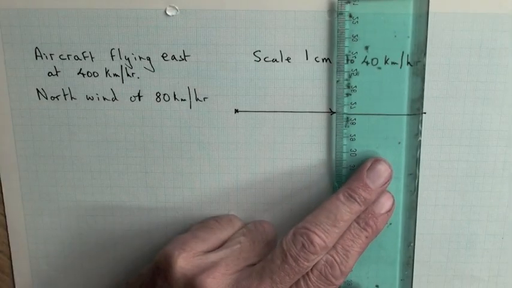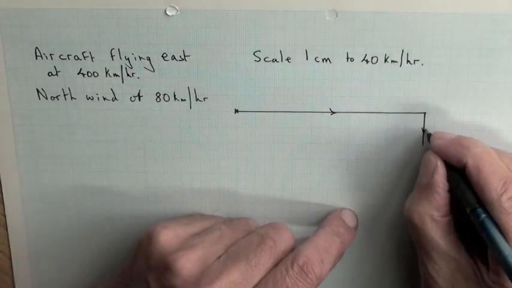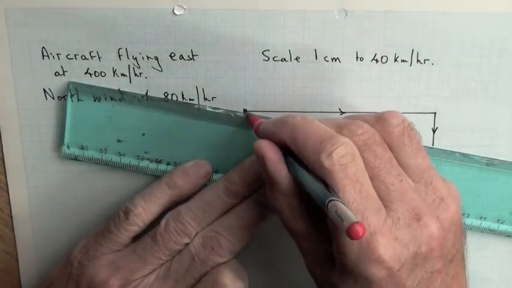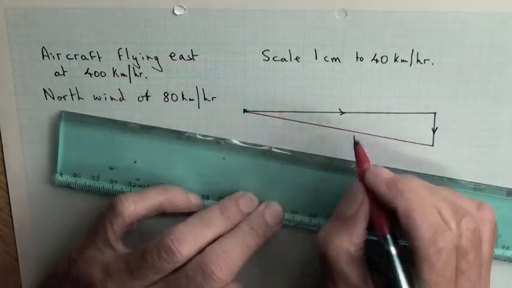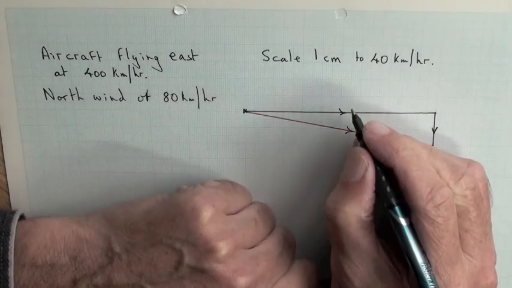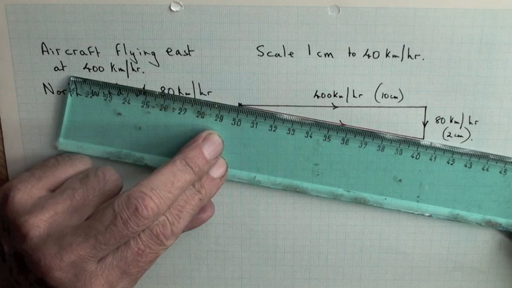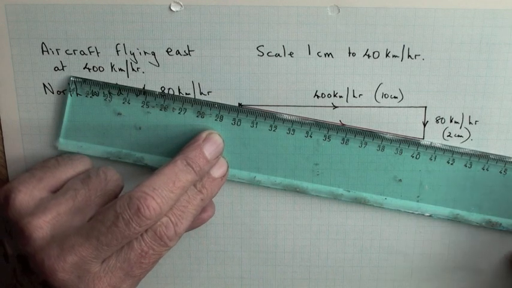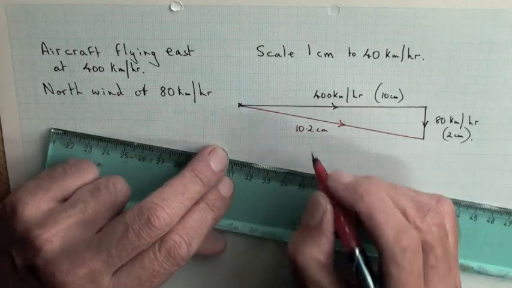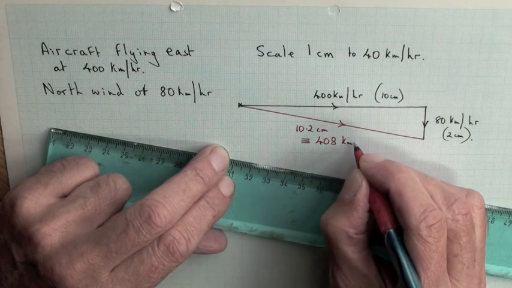Adding to the end of that, the north wind will be represented by a 2 centimeter line. It's 80 kilometers per hour. The total velocity is found by joining the line from the start of the first arrow to the end of the last, from tip to tail. If we measure the length of that line and then convert it using the scale of 1 centimeter to 40 kilometers per hour, the 10.2 centimeters converts to 408 kilometers per hour.